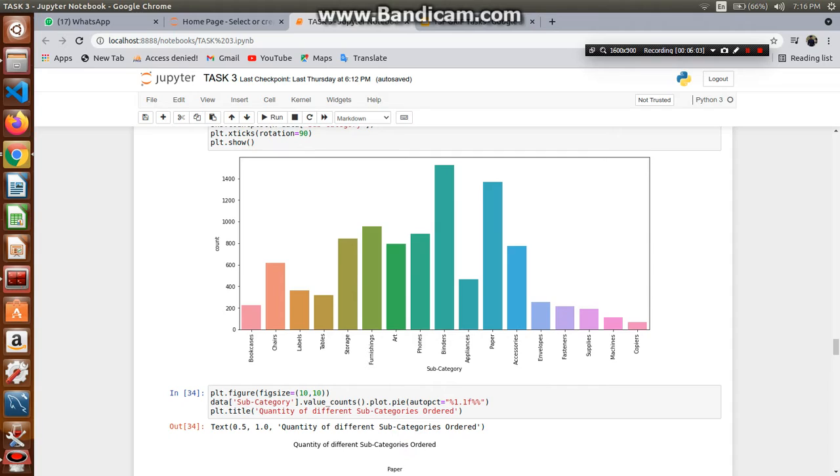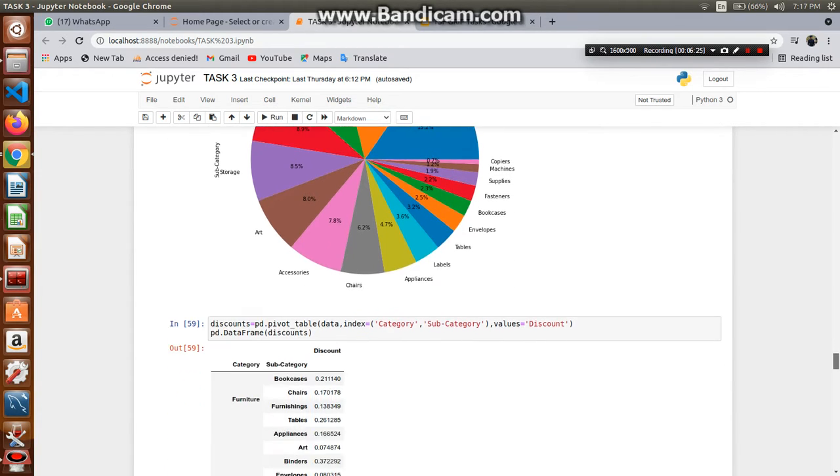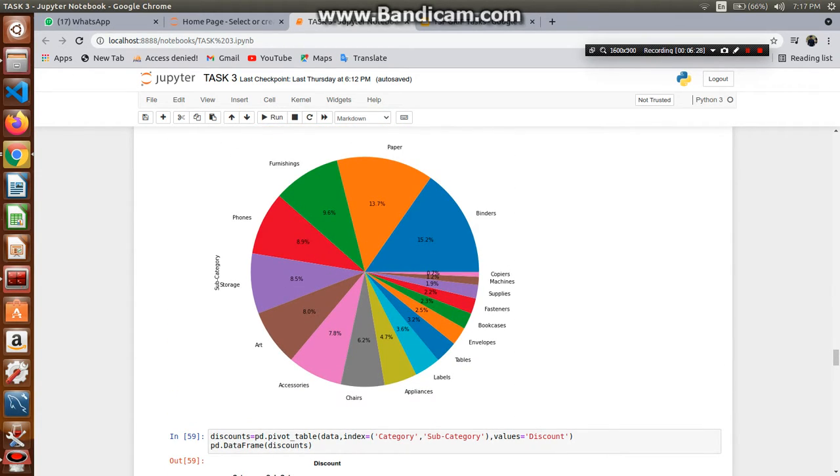We have the most items here as binders and papers, followed by furnishing, storage and accessories. If this graph isn't enough, we can move to this graph, which says that 15.2% are binders, followed by papers at 30.7%, furnishing is 9.6%, and phones is 8.9%, and the rest. So we can say that binders are the highest number of products in a supermarket, followed by paper, furnishing and so on.